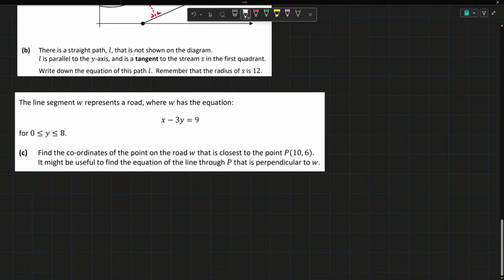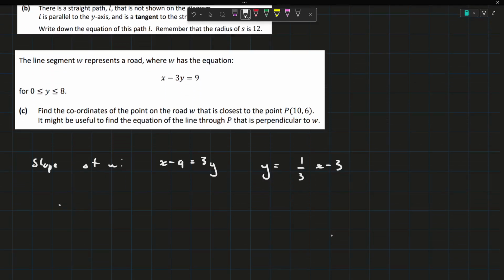So first of all, let's figure out what the slope of W is. Well, if we put this in the right form, we can say that x minus 9 is equal to 3y. That means that y is equal to 1/3 x minus 3. So just rearranging this equation, we can see that the slope of W is equal to a third. So to get the perpendicular slope, we just take the negative reciprocal, and that'll give us minus 3.